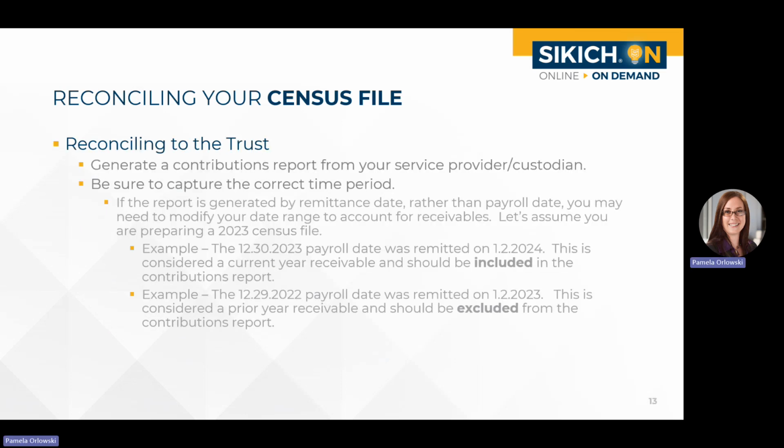So once you feel comfortable that you have everything from the payroll side, you want to reconcile then to the trust. So that's whoever is holding your assets. So it could be Fidelity, Empower, John Hancock. So you'll want to run a report of contributions from that trust system or custodial system for the year. So this could be a different process for each service provider, and they can assist you if needed if you're not familiar with their report functions.